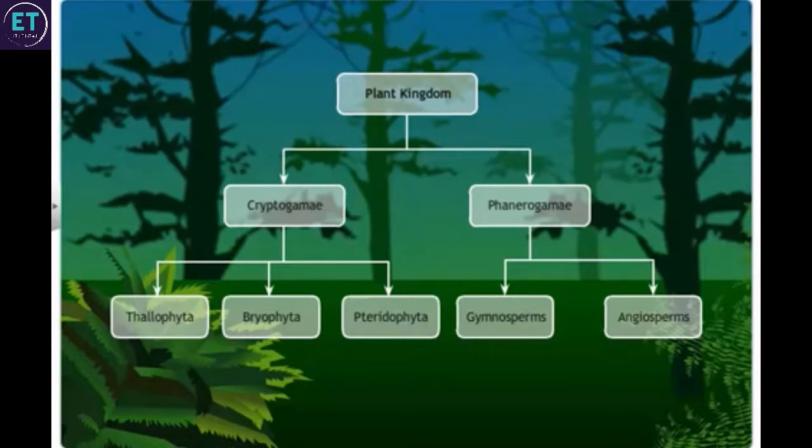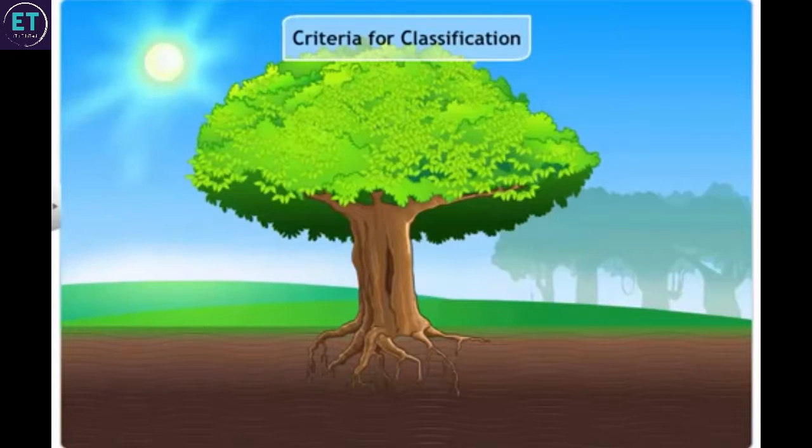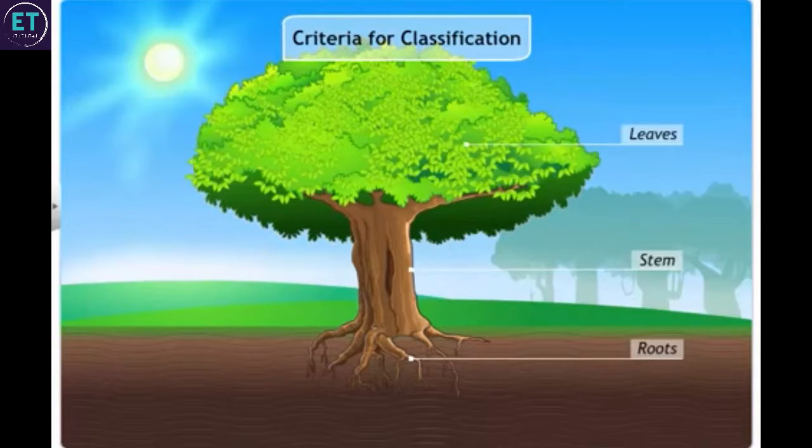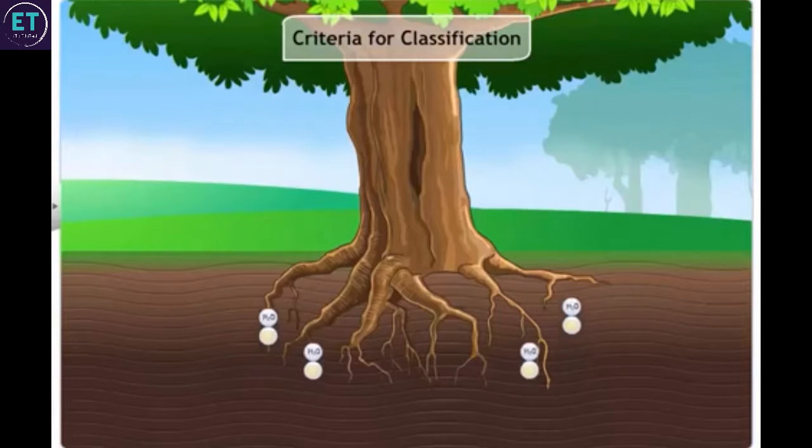This classification is based on specific criteria. These criteria evolve from answers to 4 main questions. 1. Does the plant have distinct parts like stem, roots, and leaves? 2. Do these parts have tissues that transport food and water?